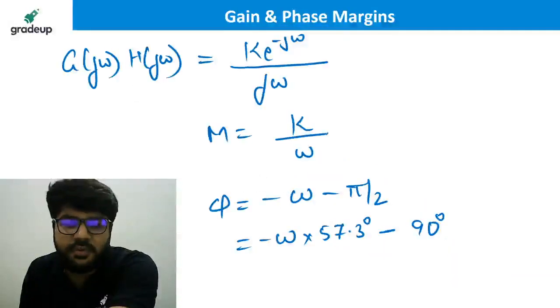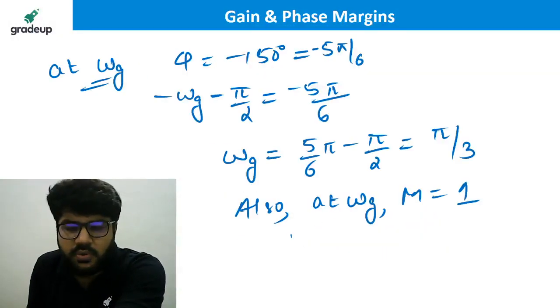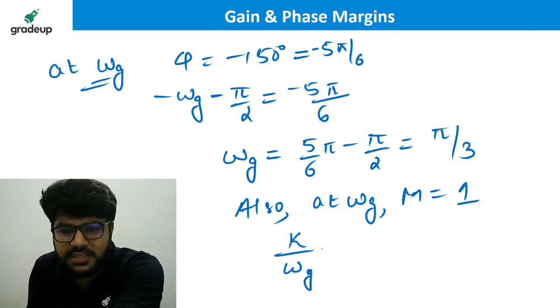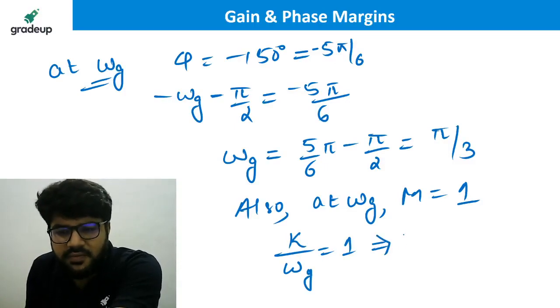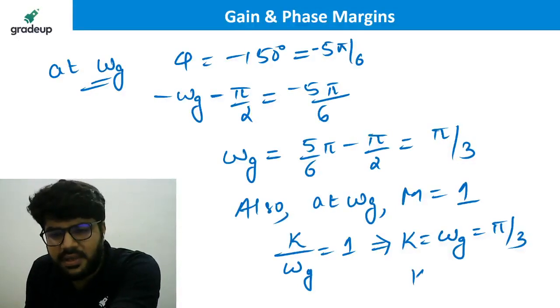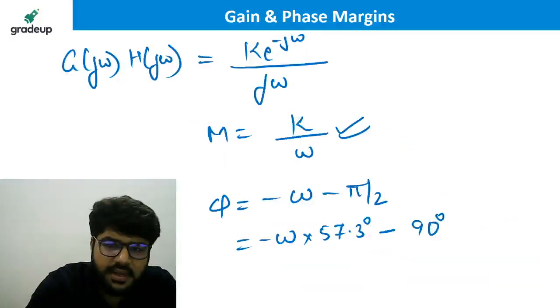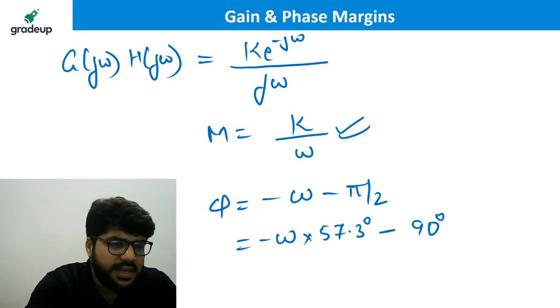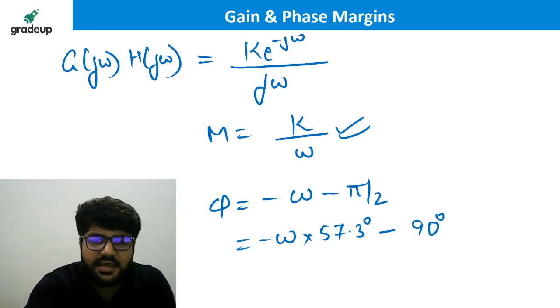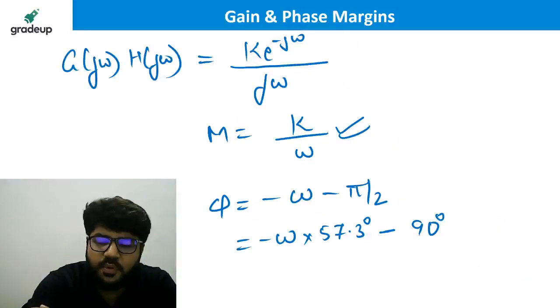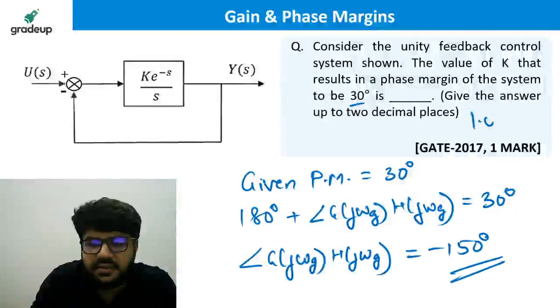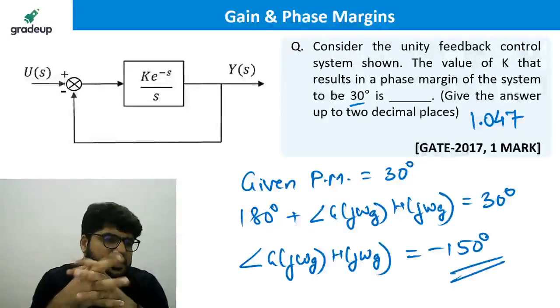But what is the actual formula for phase margin? The magnitude should be equal to 1. So magnitude k by omega g should be equal to 1, which means that k is equal to omega g, that is pi by 3, and 1.047 will be the answer approximately. Now, under root of k will not be there, Shubham. K is a positive real number. Magnitude of k is just k. There is no root k. 1.047, correct answer. 1.047 is the answer.